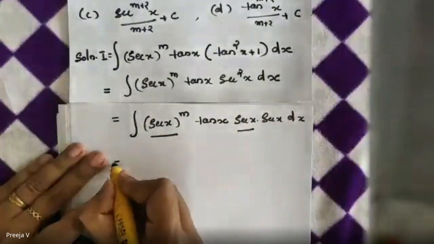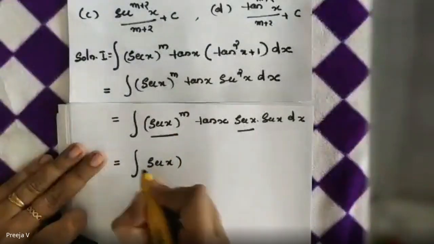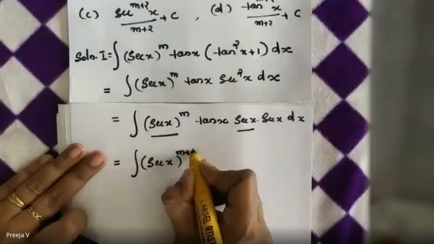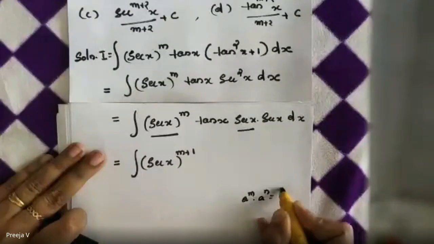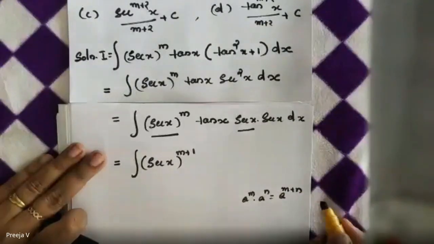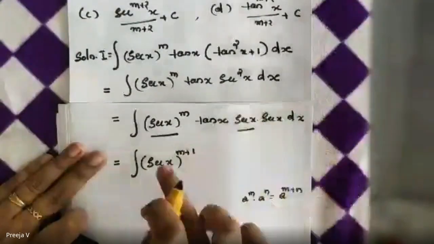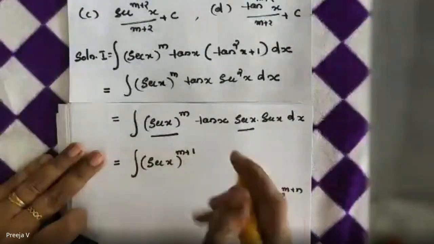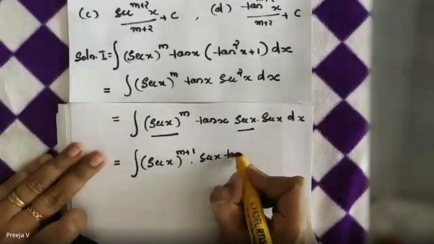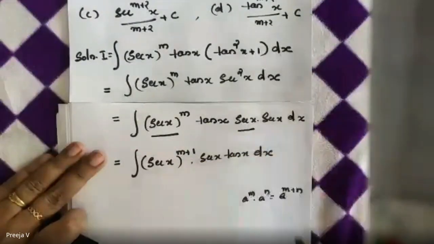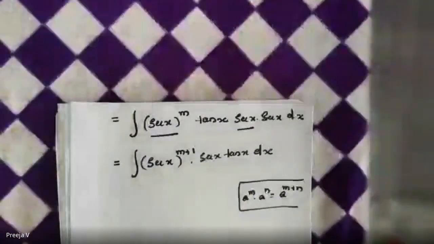അപ്പോൾ നമുക്ക് ഇവിടെ എന്താ വരിക? ദിസ് ഇസ് ഇന്റഗ്രൽ sec x the whole raised to m plus 1 അല്ലേ? കാരണം എന്താ, a raised to m into a raised to n is a raised to m plus n. പവേഴ്സ് നമ്മൾ ആഡ് ചെയ്യും. So sec x the whole raised to m into sec x raised to 1, that is sec x raised to m plus 1 into sec x tan x dx. ഇനി ഇതെങ്ങനെ ചെയ്യാം? ഇപ്പൊ നിങ്ങൾക്ക് ചെറിയൊരു ഐഡിയ കിട്ടിയിട്ടുണ്ടാവും.